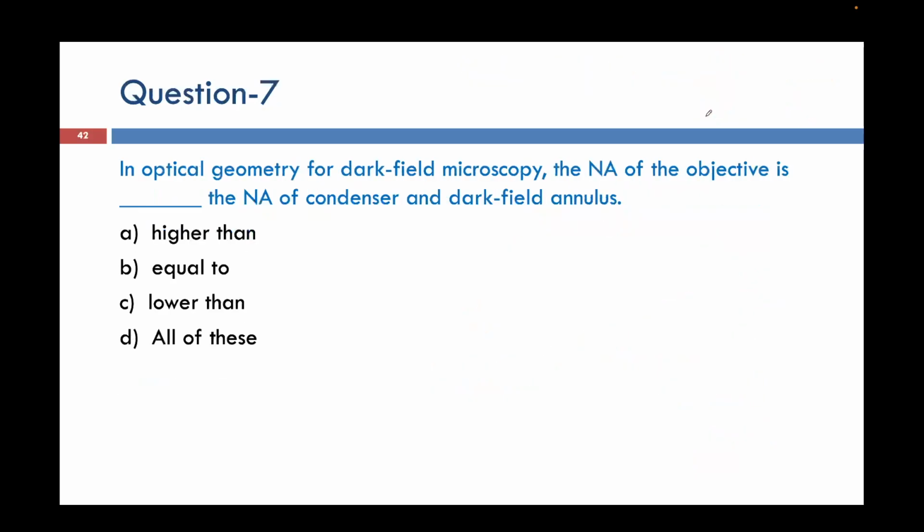I think I have told you, in optical geometry for dark field microscopy, the numerical aperture of the objective is this, the numerical aperture of the dark field condenser. So this should be an easy one. Can any one of you answer?